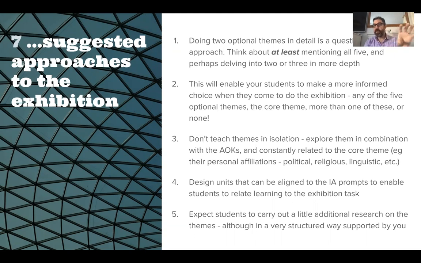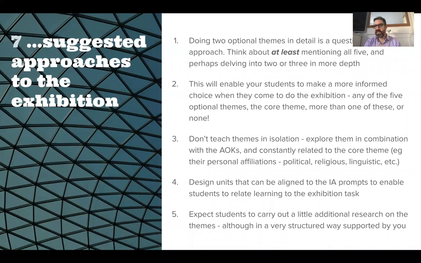So I think we should mention at least all of them, and we should be open to drawing on them as much as we possibly can. Why do I say that? So I've explained why I think we shouldn't do just 2. Why should we do 5? I think it's really important if we are serious about giving our students choice.